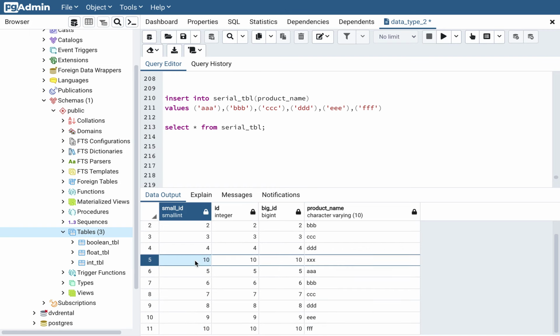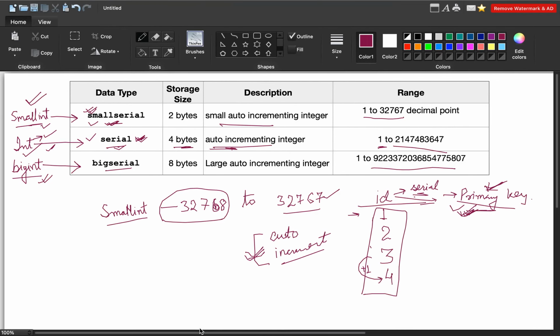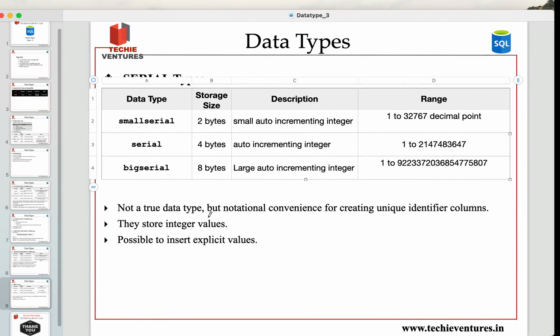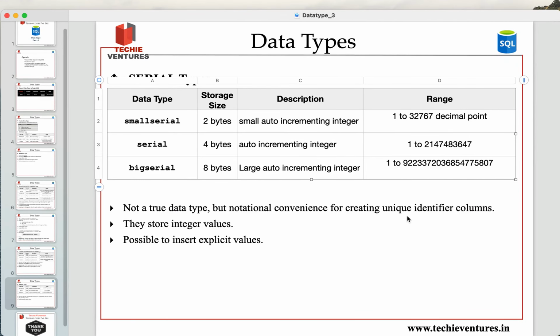That means this 10 has been inserted by the user and this 10 has been inserted by the SQL. That is why I was trying to say that there is no guarantee that if you define a column as serial data type, it will always have unique values. You remember I have said it is generally used for creating unique identifiers. It is good for creating unique identifiers, but only if the user does not explicitly insert a value in the serial column. Only then is it definitely creating unique identifiers, because automatically it is incrementing the value by 1.